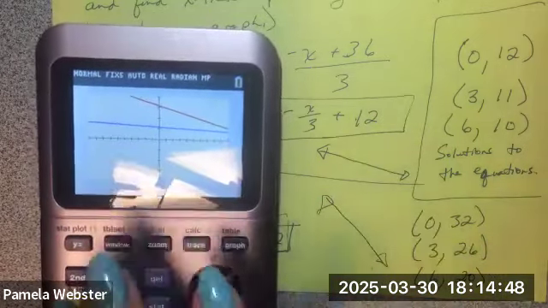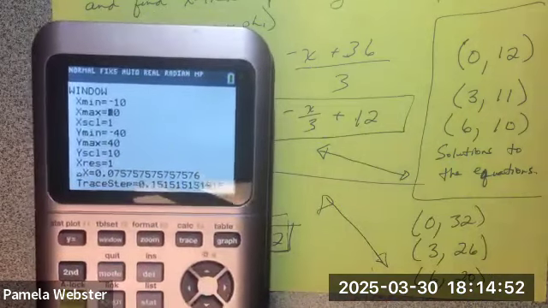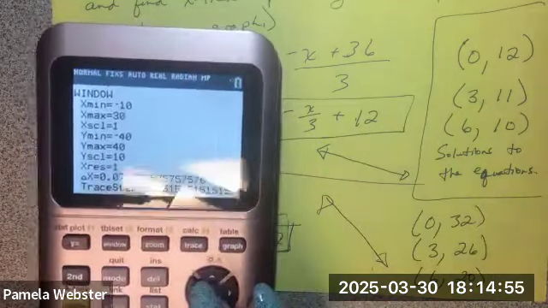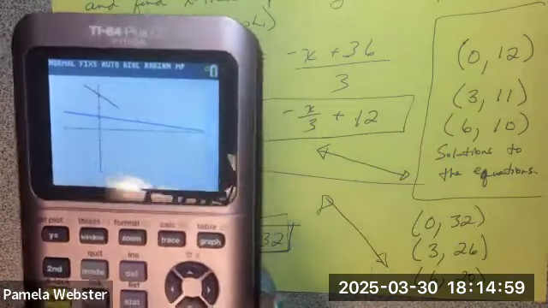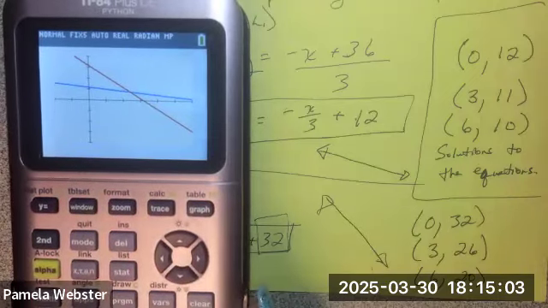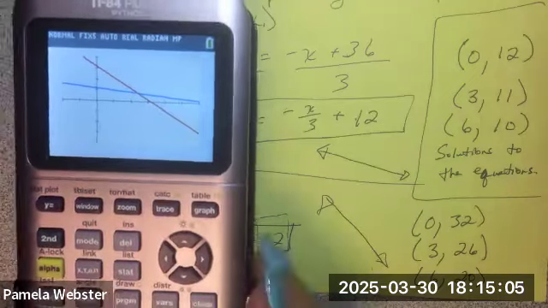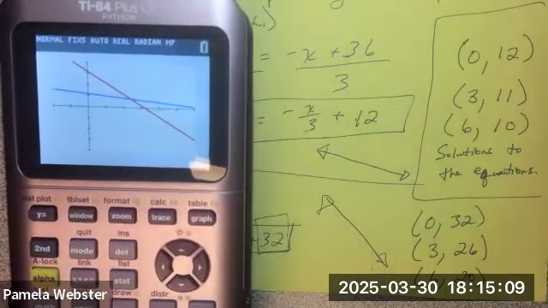So let me go back and change my X window one more time. Let's go -10, let's say to 30. And again, let's go up by, say, 5. Let's see it. There's my blue guy. There's my red guy. Hey, look, they do indeed cross in one point. Okay. They have one point in common. That's the solution to the system.